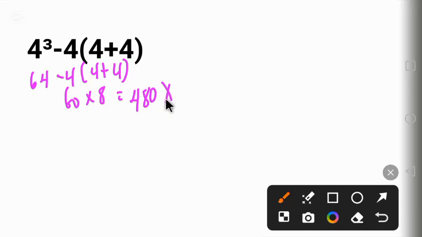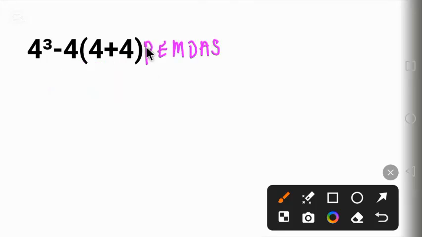To solve this question correctly, we have to follow the order of operation called PEMDAS. Some countries call it BODMAS. Using PEMDAS, P stands for parenthesis, that is bracket. We solve everything in the bracket first. So we have 4 raised to power 3 minus 4 times 4 plus 4 is 8.